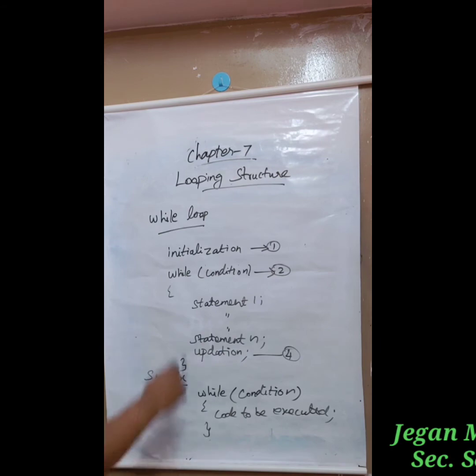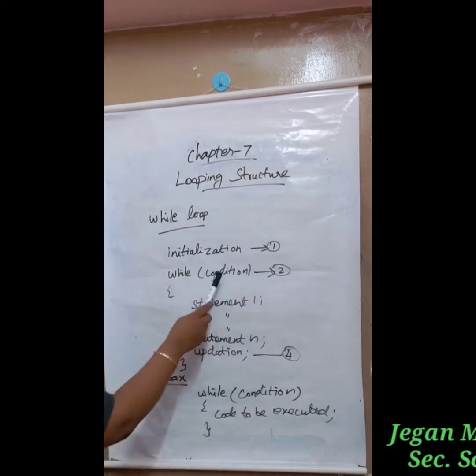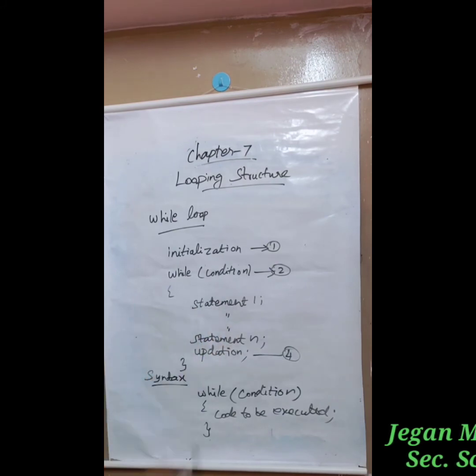Now let us see the syntax of while: while condition, code to be executed. So first it initializes the value and then it checks the condition. If the given condition is true, it processes the statement. If the condition becomes false, it exits from the program.